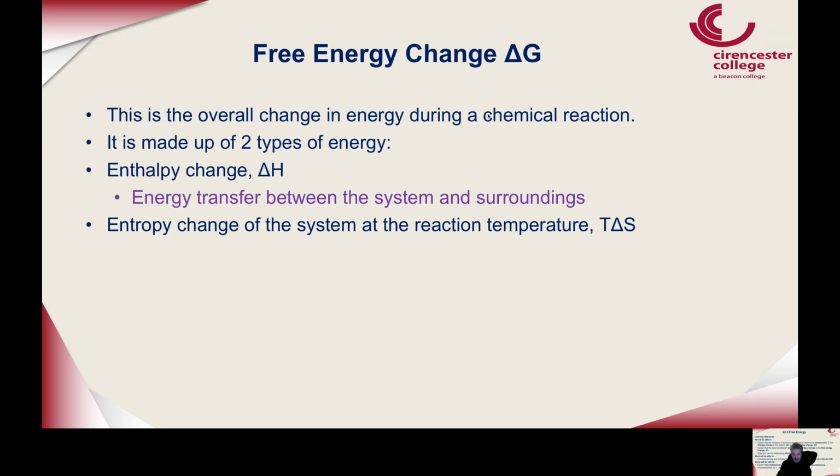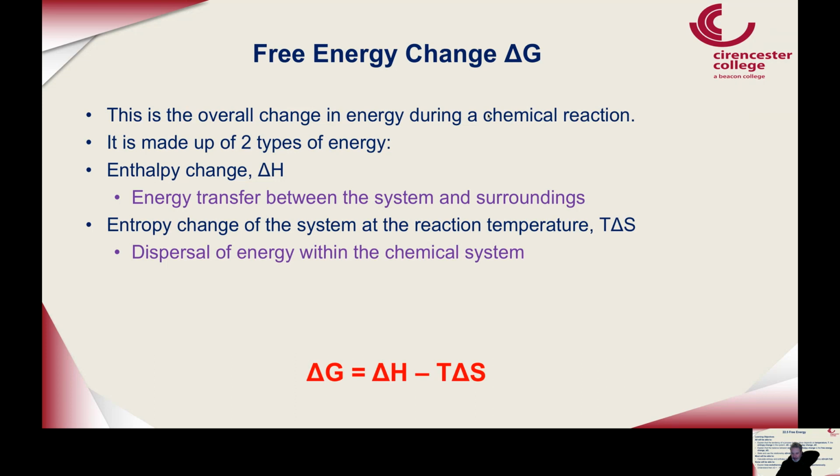So if we increase the temperature, we're going to have more entropy. The change in entropy is going to increase. So the entropy of the system, which is delta S, is going to increase. It's a measure of how much the energy is dispersed within the chemical system. And eventually we can then say that delta G equals delta H minus T delta S. Now, you need to know that. You need to learn that. That's why it's in red. Make sure you know it.